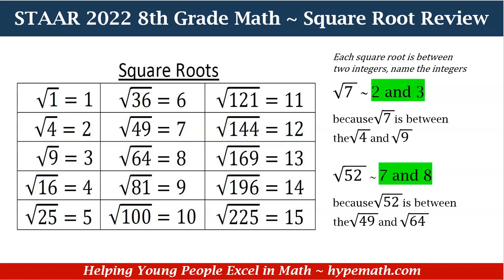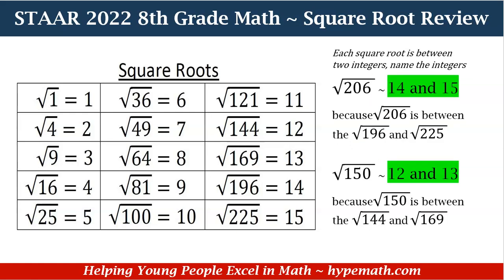That would be 7 and also 8. Let's do a couple more. Let's say we were looking for what two integers the square root of 206 is in between. Well, we would say those two integers are 14 and 15, because the square root of 206 is in between the square root of 196 and the square root of 225.